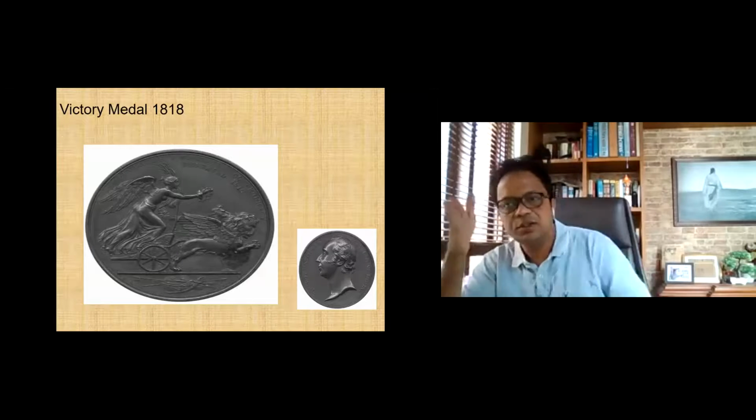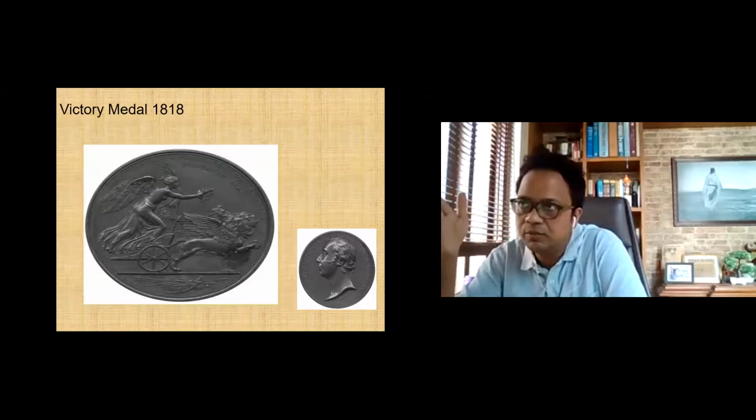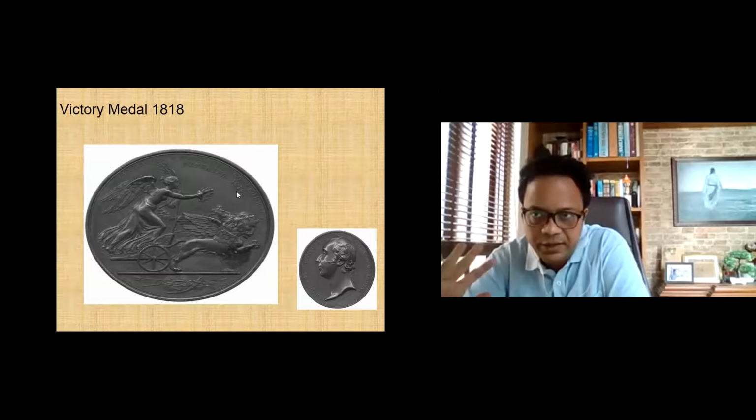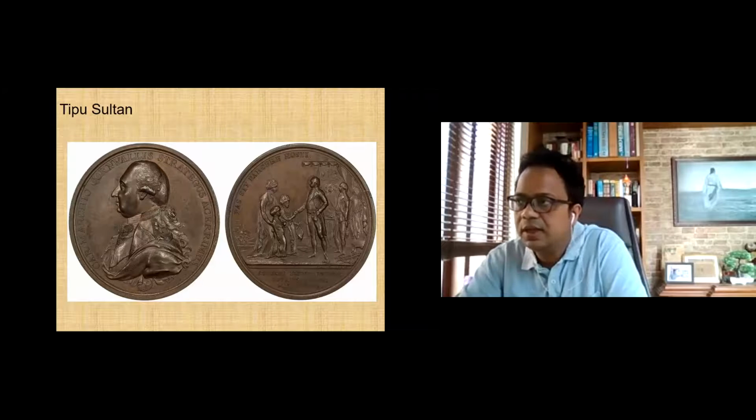The key onset of the European rulers is marked with the defeat of the Marathas at one end, and this is a victory medal issued by the British when they defeated the Marathas in 1818, and this is the medal when they defeated Tipu Sultan.